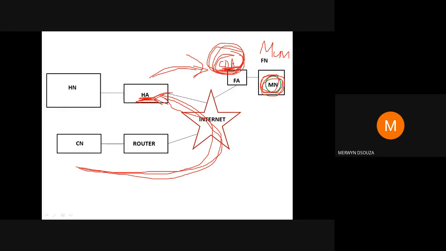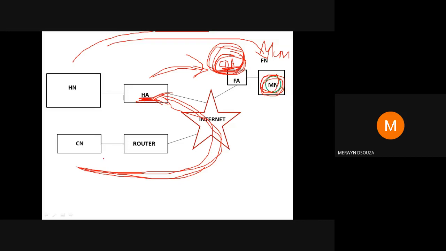Tunneling is basically the process of when the mobile node moves to a foreign network, it finds a foreign agent, and through the foreign agent it obtains a temporary address known as care of address. It registers this care of address with the home agent.